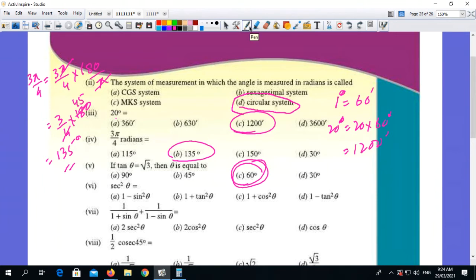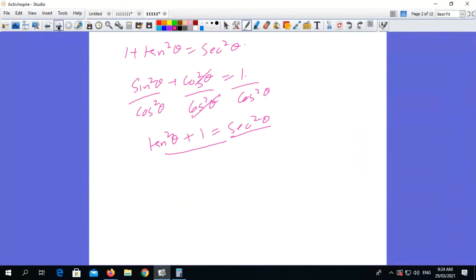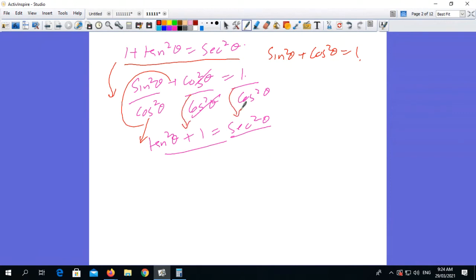Secant square theta equals to 1 minus sin square theta, or 1 plus tan square theta, or 1 plus cos square theta? We take help from here. We know that 1 plus tan square theta is equal to secant square of theta. How? We know that sin square theta plus cos square theta equals 1. When we divide by cos square theta, sin square by cos square equals tan square, this becomes tan square, this becomes 1, and this becomes secant square theta.